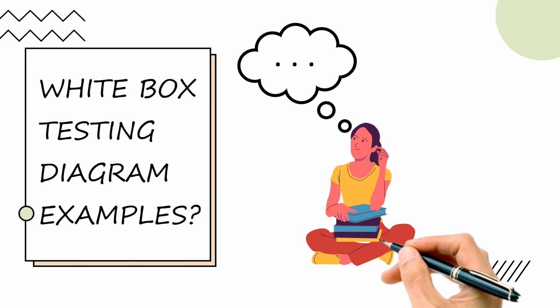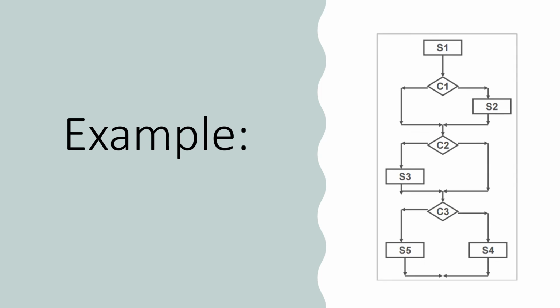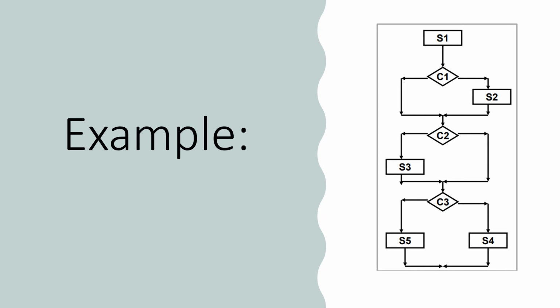What is a whitebox testing diagram example? So this is one example of whitebox testing. S1, S2, S3, S4, S5 are statements. C1, C2, C3 are conditional checks.